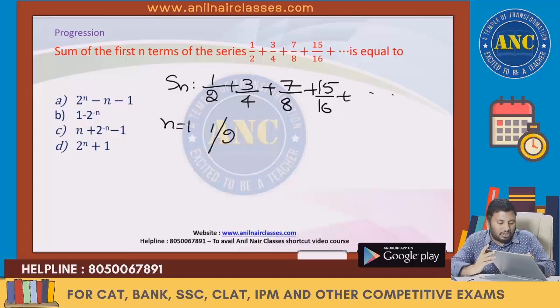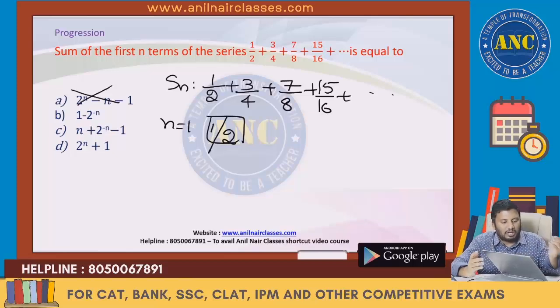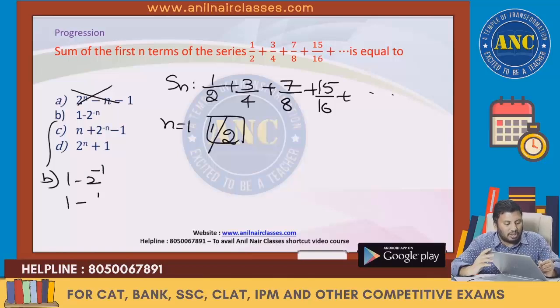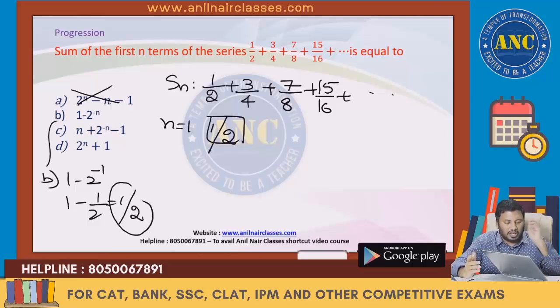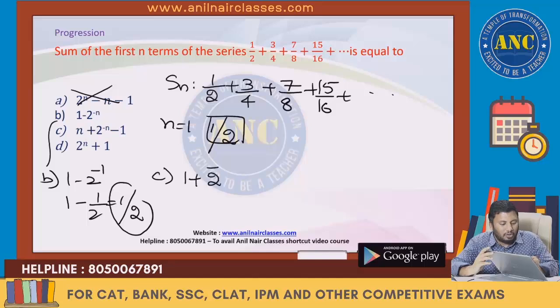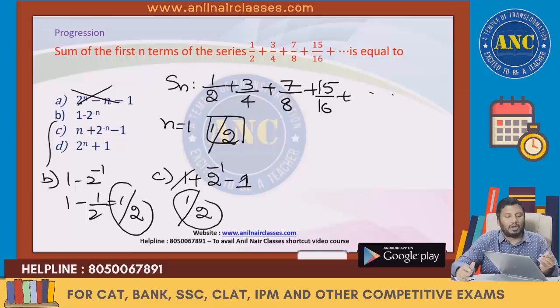Put n equivalent to 1. So this is nothing but 1 by 2. N equivalent to 1: 2 minus 2, 0. B option: 1 minus 2 power minus 1, this is nothing but 1 minus 1 by 2, which is 1 by 2. Check if any other option is giving you 1 by 2. 1 plus 2 power minus 1 minus 1, that is 1 minus 1. N equivalent to 1 might give you more than one answer option.